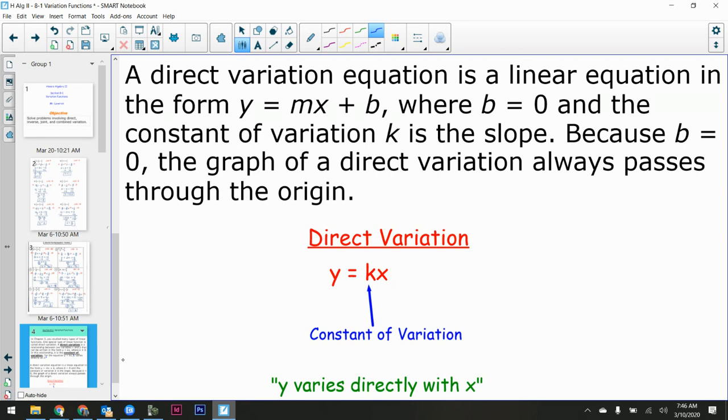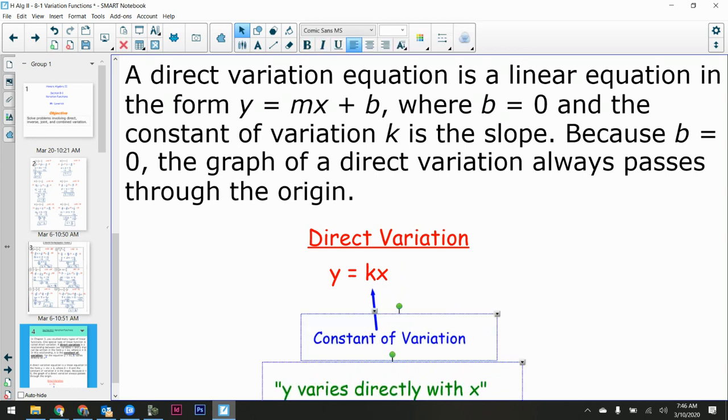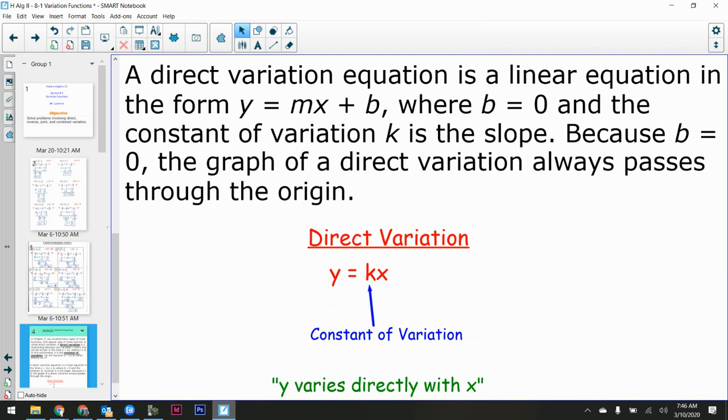The constant of variation k is considered the slope. So if it's y equals 10x, m is 10 in this case, and the slope of that line would be 10 over 1. Direct variations always pass through the origin. Again, direct variation, y equals kx, constant of variation, y varies directly with x. Make sure you know that phrase. That's a main key phrase that you're going to need to know: y varies directly as x.